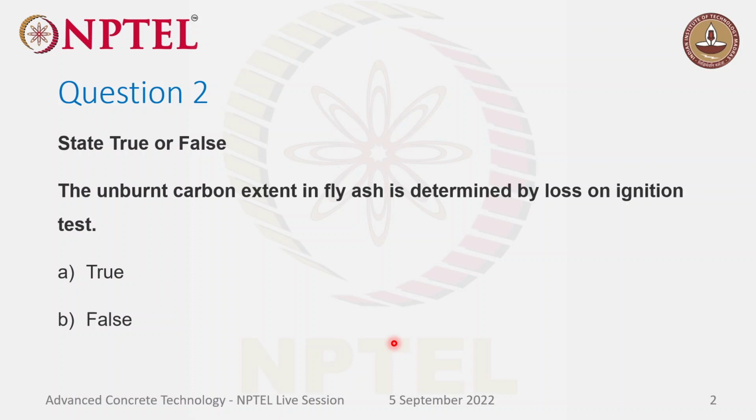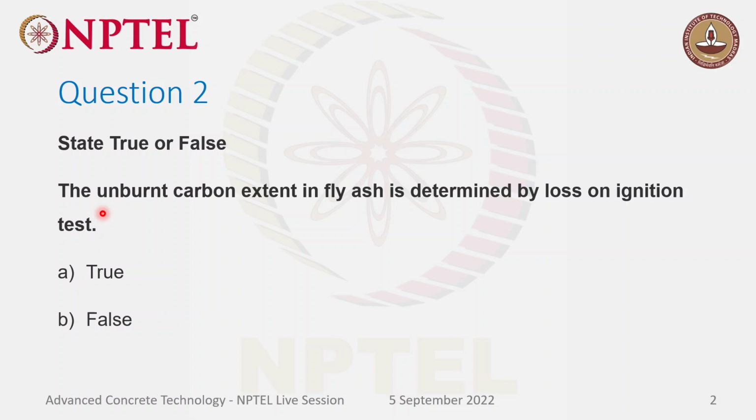I've already launched this question in polls. Please give your answer in polls. If you are not able to, please give your answer in the chat box. The question is, the unburned carbon extent in fly ash is determined by loss on ignition test. Let me start the timer now for a minute. After a minute, we'll see the answer. So here they are saying we have to do a loss on ignition test for fly ash to find out the unburned carbon extent.